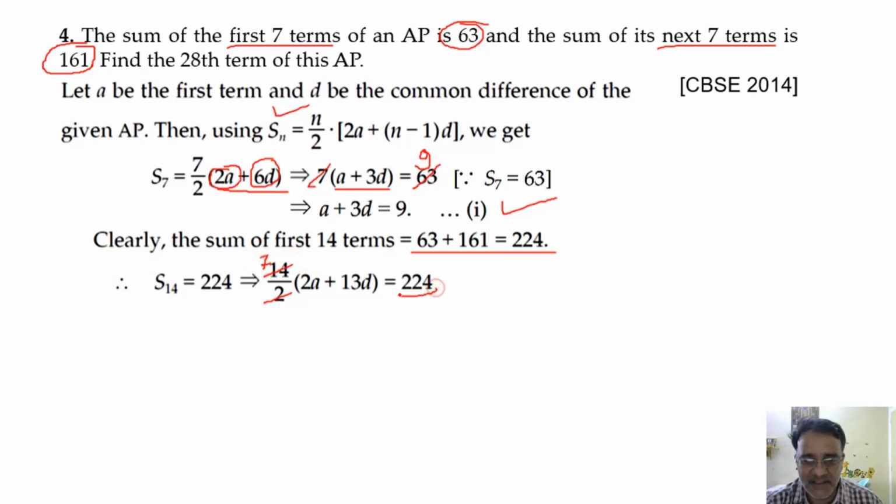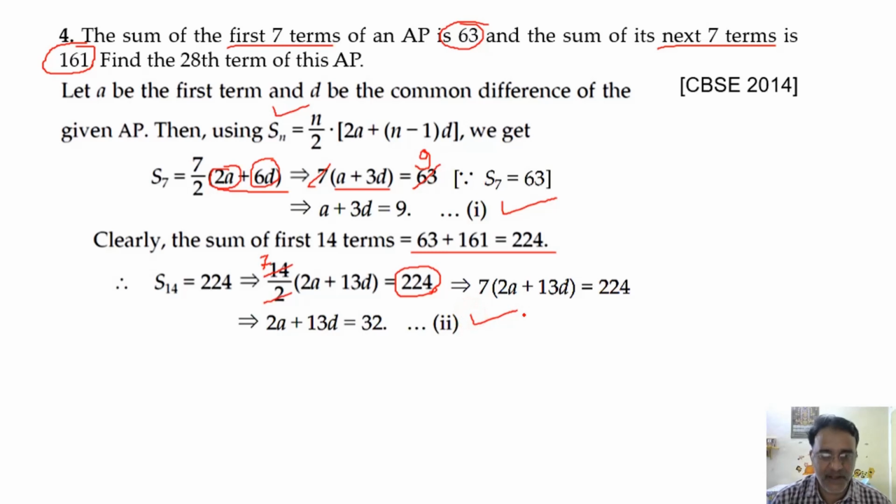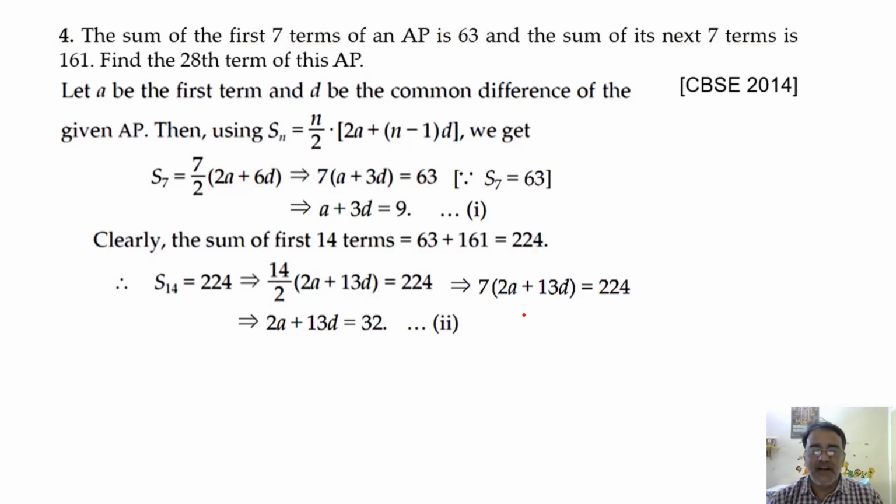Again, check whether this is divisible by 7. 22. What happened? Is it divisible by 7 or not? Yes, sir. 32. Let it be equation number 2. Okay, now we have to solve the first equation and the second equation.